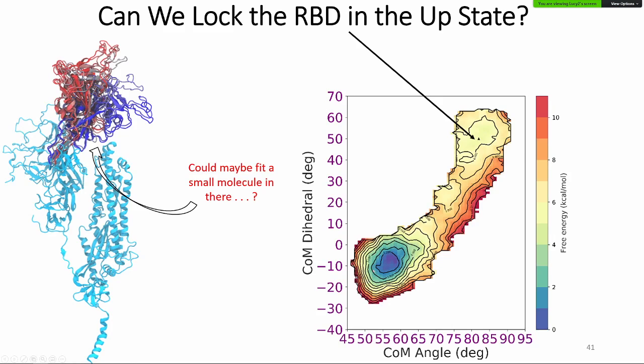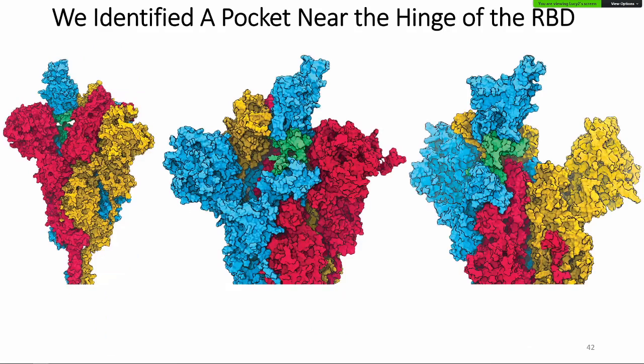So we saw this kind of motion, and we saw the kind of space in here. We thought to ourselves, could we fit a molecule in there? Could we dock something into this region? And we followed through with that. We identified a pocket, this green region near the base of the receptor binding domain. And this pocket is near a hinge that links the receptor binding domain to the rest of the protein.